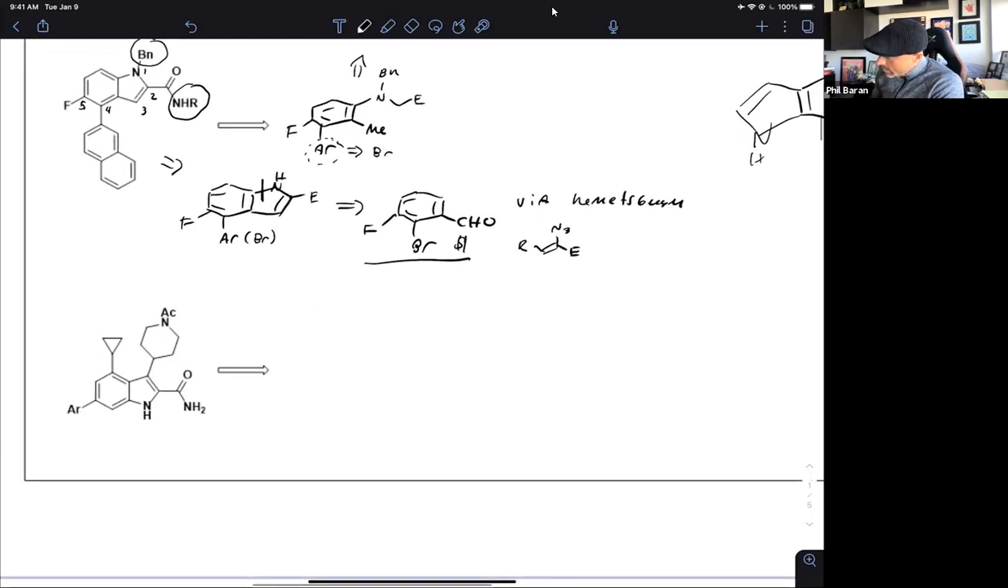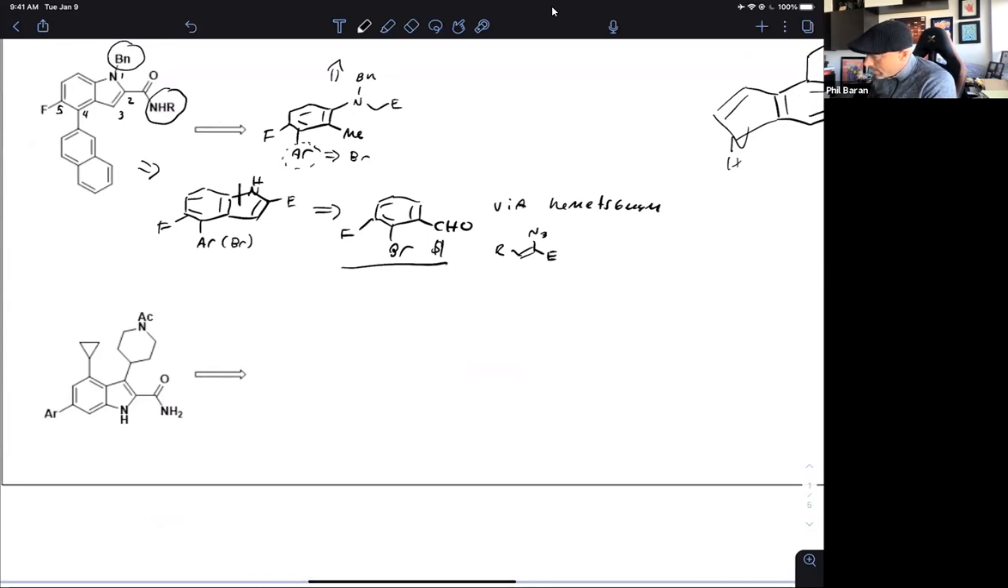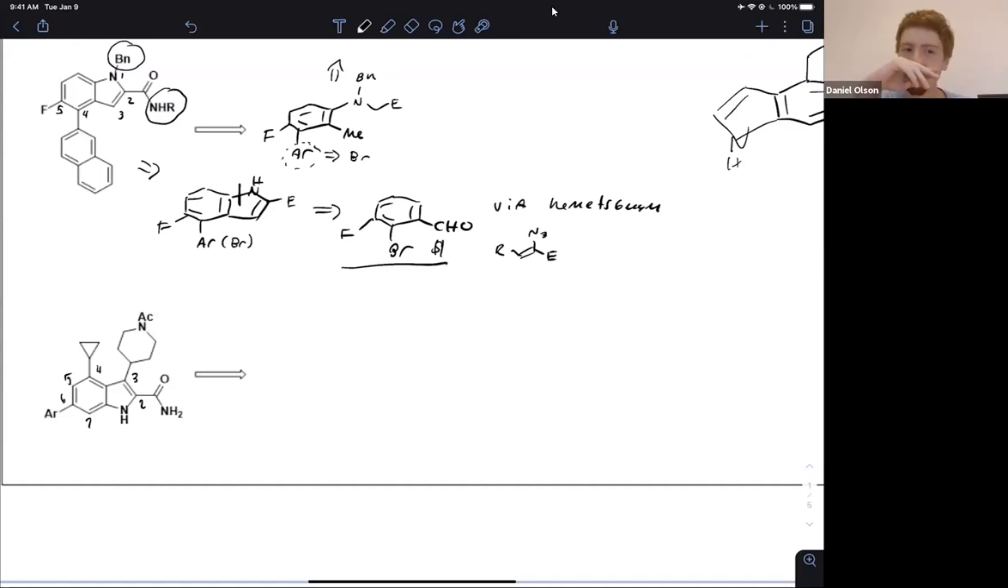Let's go to the next one. This type of problem is one I see quite often. So Daniel, when you look at this molecule, which of these substituents do you think is the hardest one? I would say the 4-cyclopropyl. Because? I can't really think of it. It's either 4 or 3. I can't think of any off the top of my head at this moment.